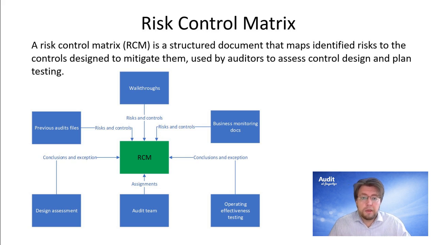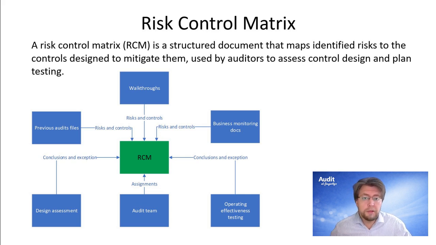Okay, so as you may see, the RCM obtains inputs from various sources, and it centralizes this information. Walkthroughs, business monitoring documentation, previous audit results, previous audit files, assessment of control design, operating effectiveness testing of the controls, and assignments. All the sources feed information into the RCM, and the RCM keeps it in one place.